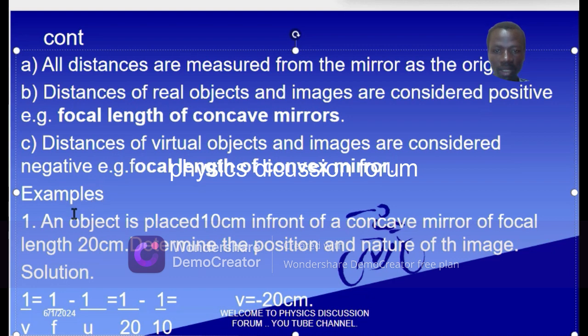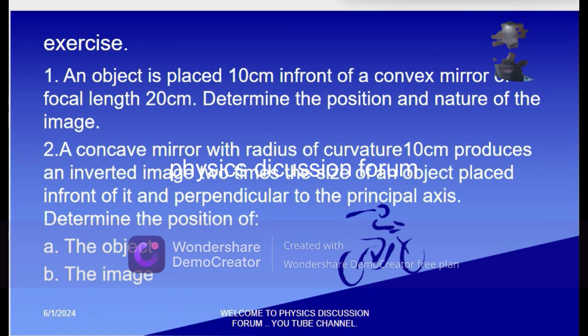An object is placed 10 centimeters in front of a convex mirror. So remember it is a convex mirror, so the focal length is negative; for concave, yes, it is positive. Focal length is 20 centimeters. Determine the position and the nature of the image. So when you substitute, making 1 over v the subject, you get negative 20 centimeters. So you can tell it is diminished, it is virtual, all that. You can work out this.